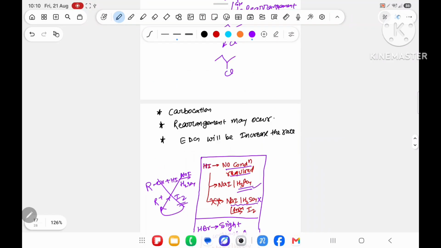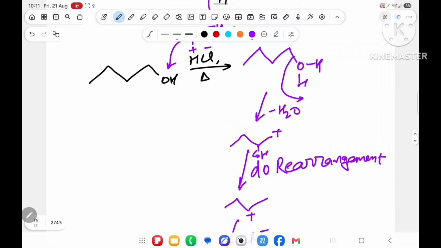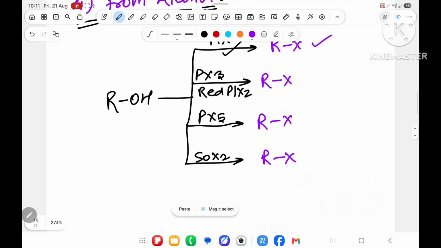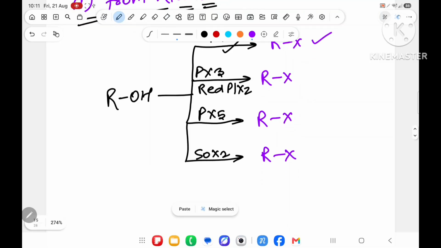The first reaction, RX with HX, I have explained in detail. Now we are going to see the second part, that is PX3 in presence of red phosphorus and Br2, red phosphorus and X2. I hope everyone has understood up to now. Yes sir, we understood it. Okay, then come to the next part of the topic.